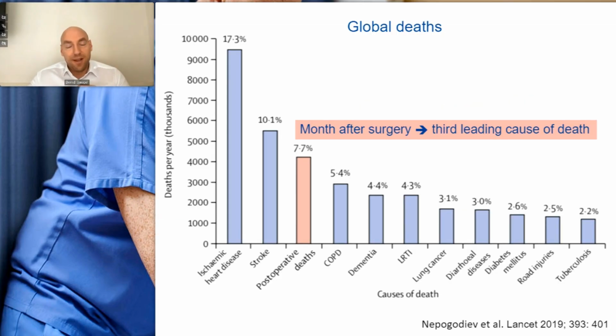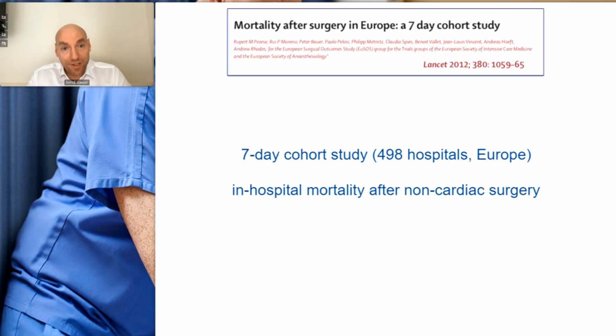If you put that into perspective, you could also say that if the month after surgery were considered a disease, it would be the third leading cause of death globally. And this is reflected by numerous studies in the last couple of years, and I will just give you a few examples. This, for example, is a 7-day cohort study performed in almost 500 hospitals across Europe, and the authors looked at in-hospital mortality after non-cardiac surgery.